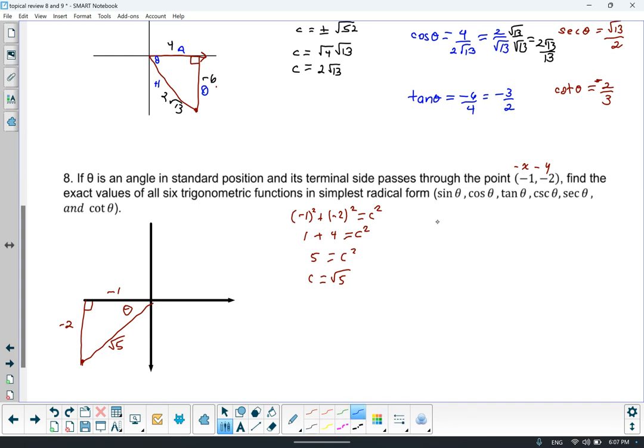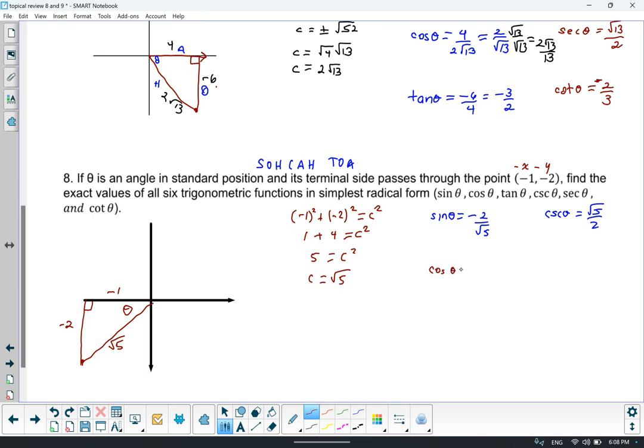Okay, next, I want to find the sine of theta. So sine of theta is opposite. Let's just write SOHCAHTOA down. So sine is opposite over hypotenuse, and that's -2 over rad 5. Therefore, cosecant is rad 5 over 2.